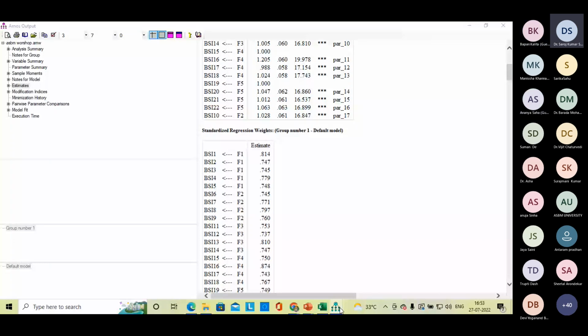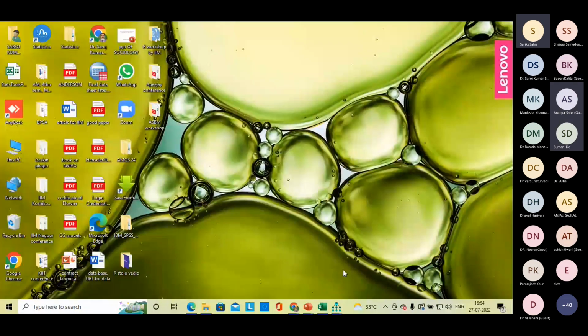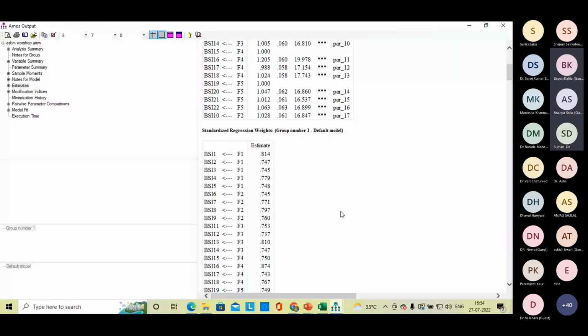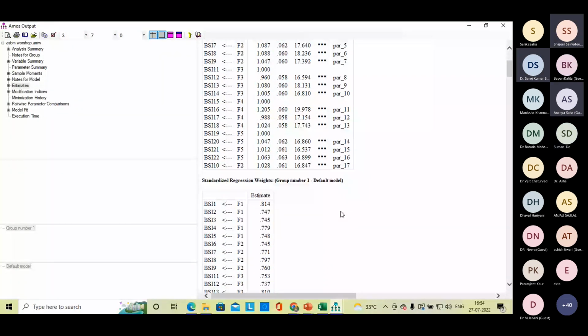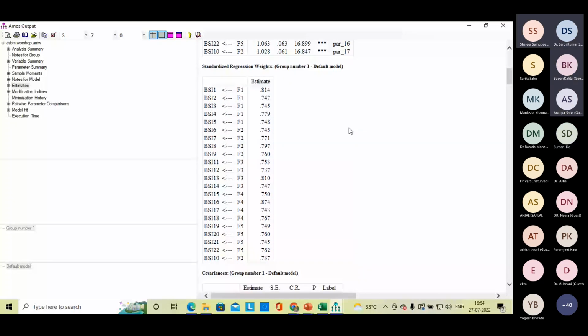Madam, sir, please go to the standardized estimate. Standardized estimate. Okay, sir. Go to the standardized regression weight. Yes, just after the first table, sir. Got it, sir. Go to the standardized regression weight. Yes, got it, sir. BSI 1 to F4.